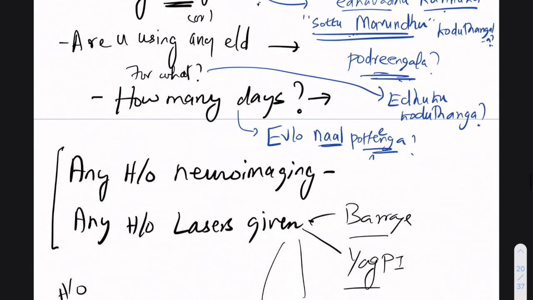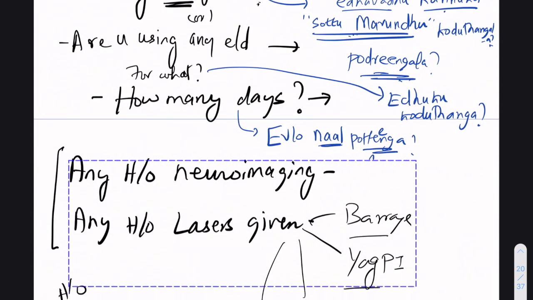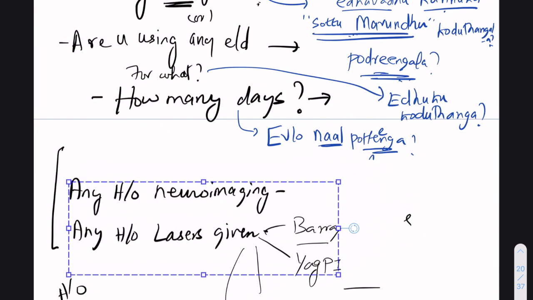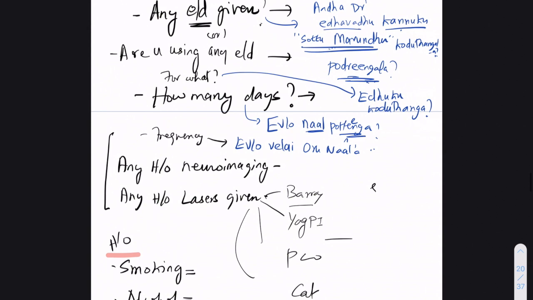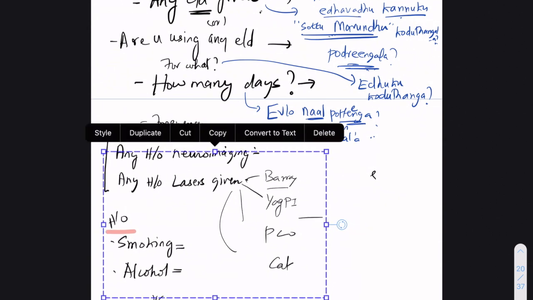You may want to ask one more question: for how long, or what is the actual duration. No, not the duration, but the frequency of usage. For frequency, it's எவ்வளோ வேலை ஒரு நாள்ல போட்டீங்க. எவ்வளோ வேலை means how many times did you use the eye drops on a particular day.